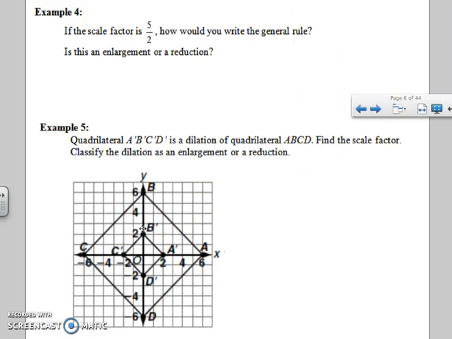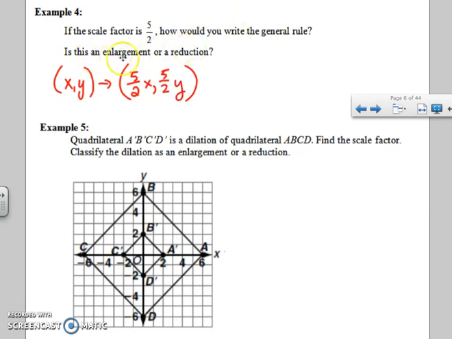Example 4: if the scale factor is 5/2, how would you write the general rule? So let's answer that question first. Again, our general rule is x comma y with an arrow, and then I need to put that scale factor in front of the x and the y. So I'd say 5/2 x, comma, 5/2 y. So that's going to be the rule.